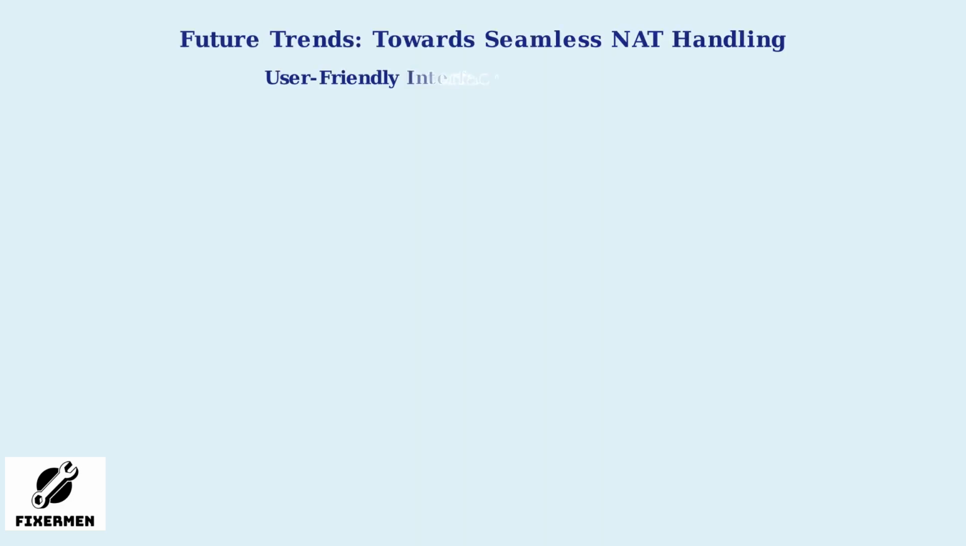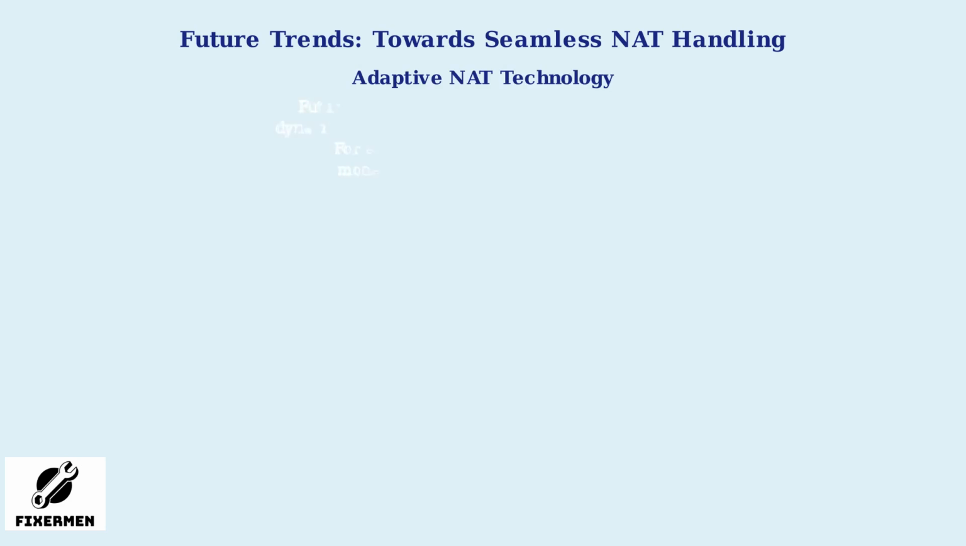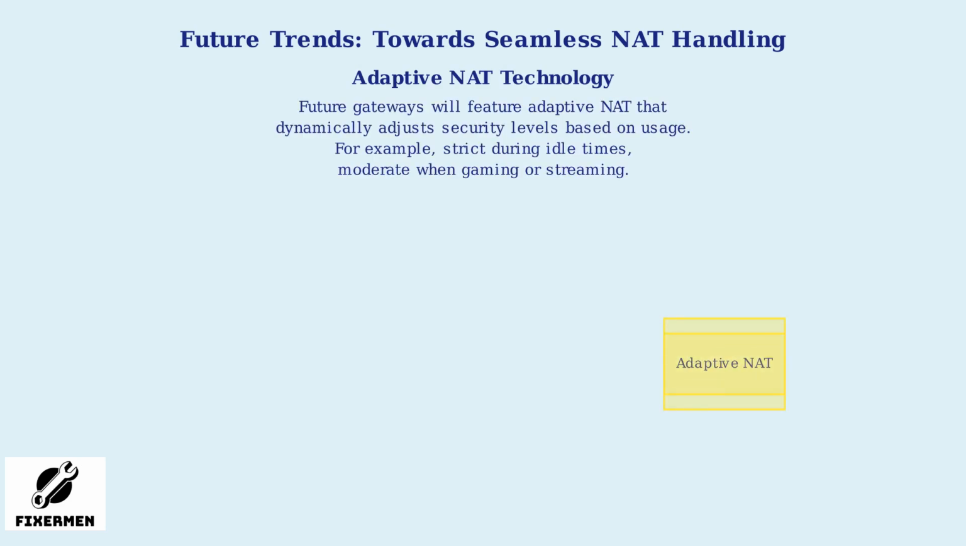The future of T-Mobile Home Internet looks promising, with trends towards more user-friendly interfaces. These will include AI-assisted troubleshooting that automatically detects your devices and configures the necessary ports for optimal performance in gaming and streaming applications. Another exciting development is adaptive NAT technology in future gateways. This system will dynamically adjust network address translation settings based on your current usage patterns. During idle times, it maintains strict security, but switches to moderate or open configurations when you're gaming, streaming, or using bandwidth-intensive applications.